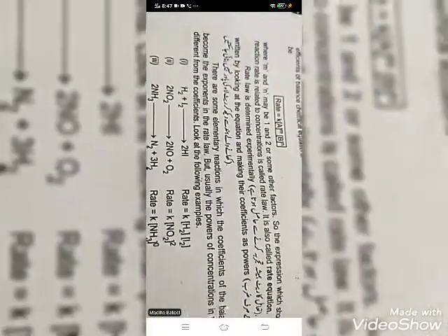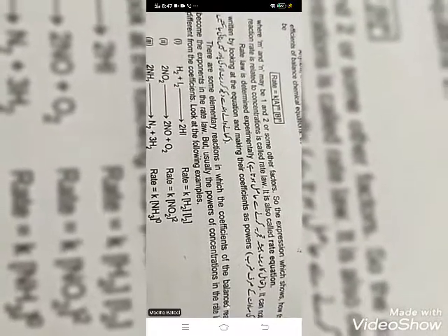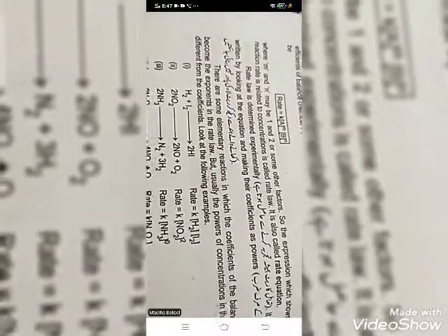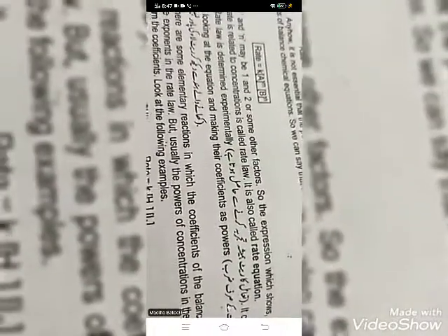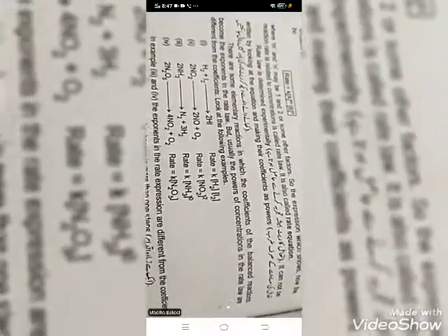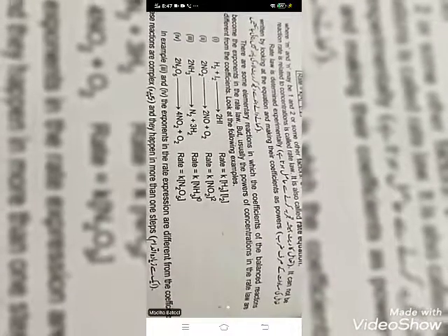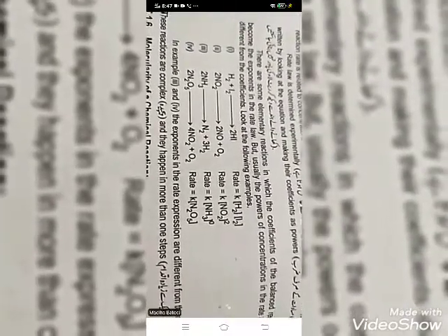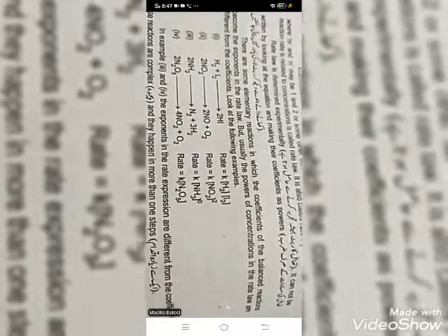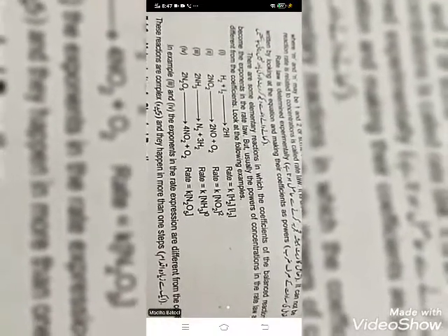So the expression of how the reaction rate is related to the concentration is called the rate law. This is called the rate law equation. In an elementary reaction, the coefficients of the balanced chemical equation become the exponents in the rate law. But just like here, the powers of concentration in a rate law can be different from the coefficients.